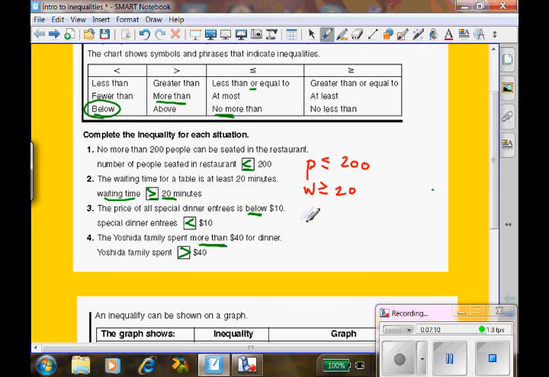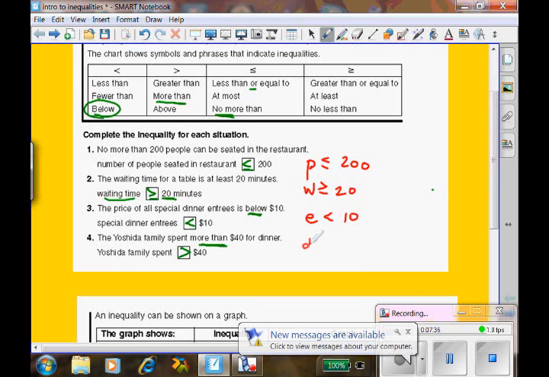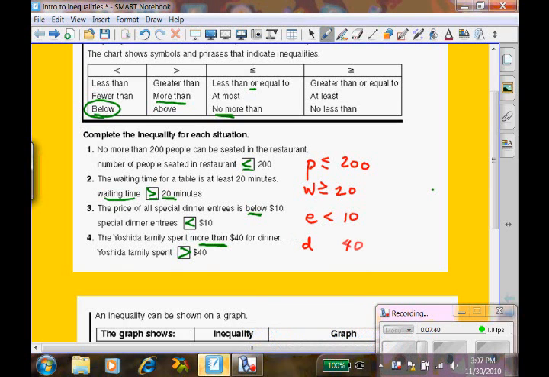Number 3, the price of all special dinner entrees is below $10. So we'll say E for entrees compared to $10. Well, the entrees have to be under $10 or below $10. That means E, the price of those special dinner entrees, is less than 10. And then number 4, the Yoshida family spent more than $40 for dinner. We'll call that D for dinner, and that is compared to 40. So the amount they spent on dinner is actually more than $40.